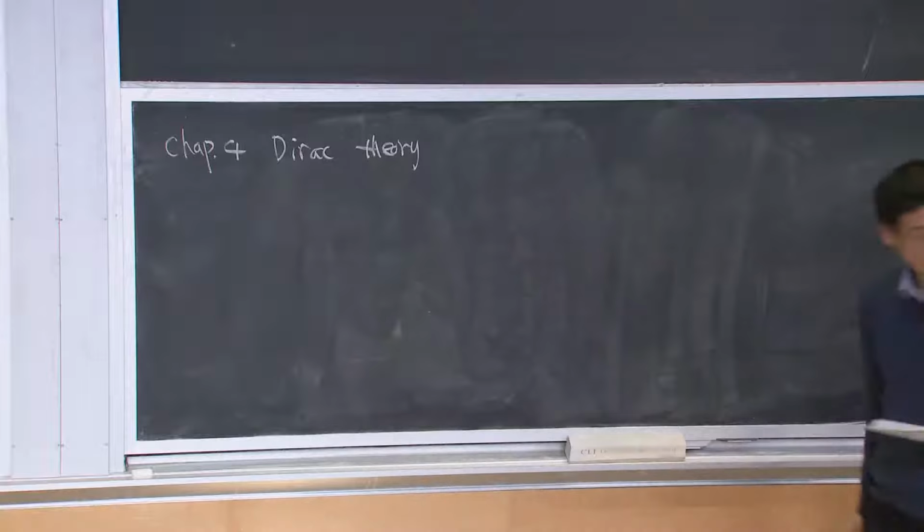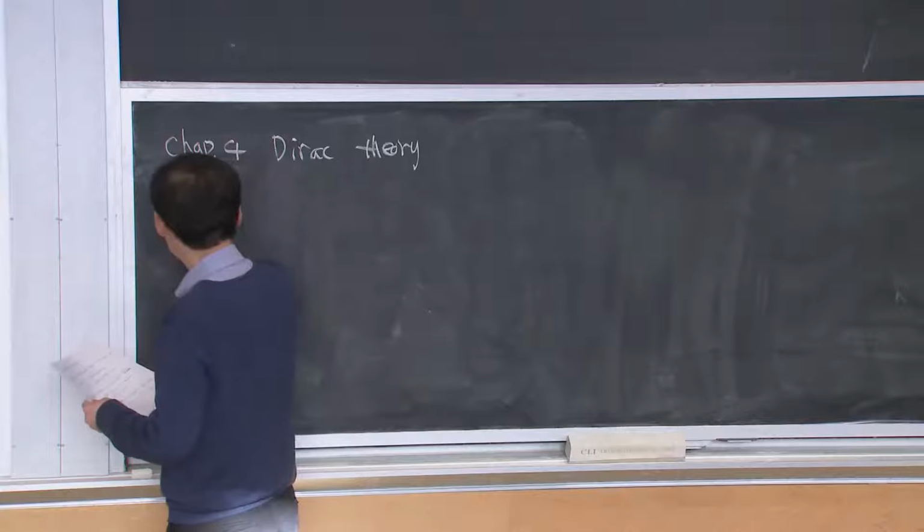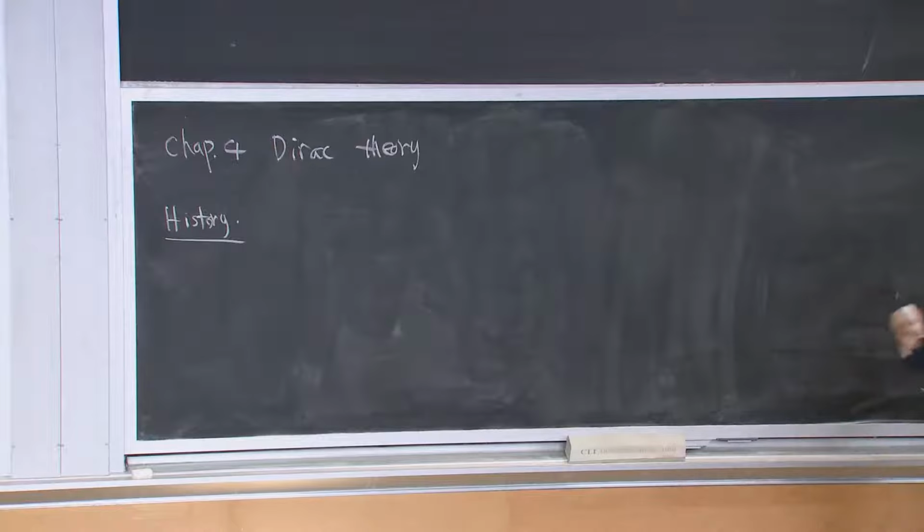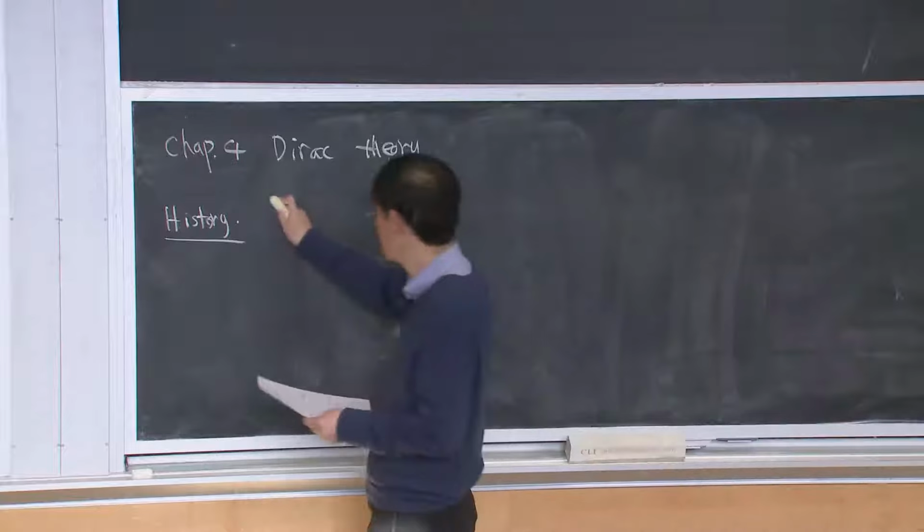So let me say a little bit of history. Soon after quantum mechanics was proposed by Schrodinger and Heisenberg, etc., people tried to generalize it to the relativistic situation. That came from this Klein-Gordon equation, which we discussed before.